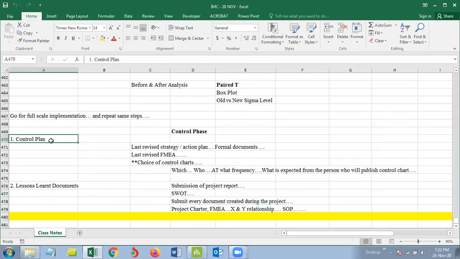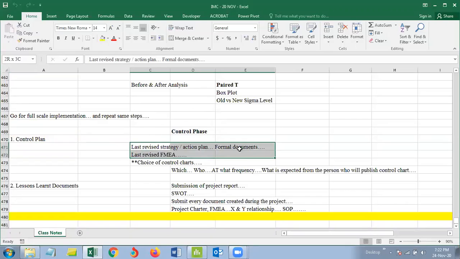Control plan is the essence of your control phase. Because you are in the experimentation phase, you're changing strategies, revising strategies for FMEA also, action plans also. Now, whatever got you the overall process improved, you will further document and make it a formal document. Like, this is what we did, which got us the result. Let's continue doing the same. The last revised FMEA becomes a formal document.